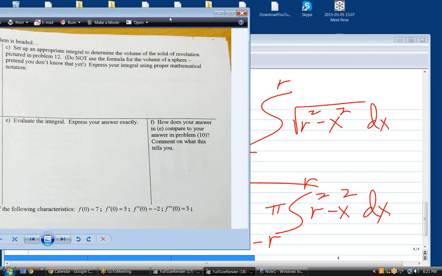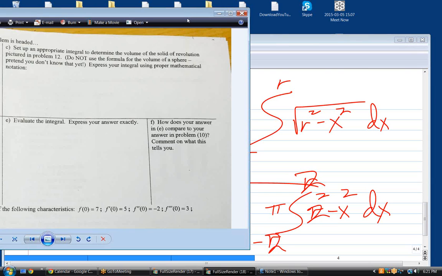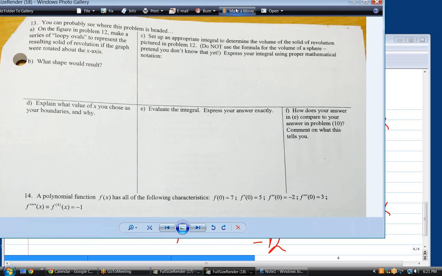Right. All right, let's see. Set up the appropriate integral. Okay, we did. And I suppose maybe since we know it's 2, we'll go from minus 2 to 2, and we'll make that 2. Now it's pretty easy to integrate that. Right. And you said, explain what value of x you chose as your boundaries and why.